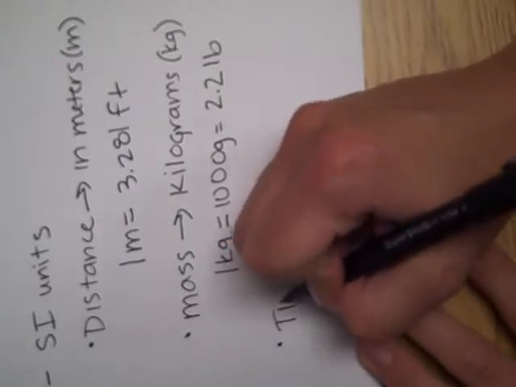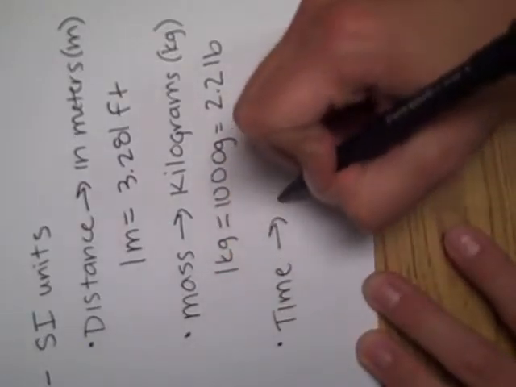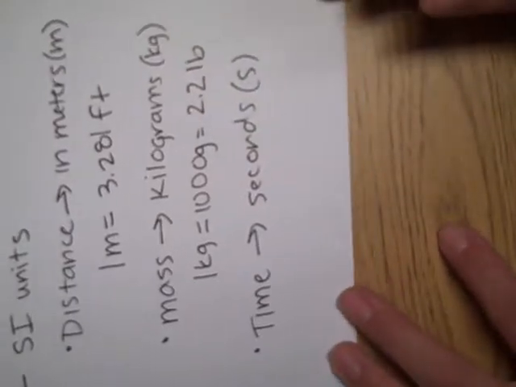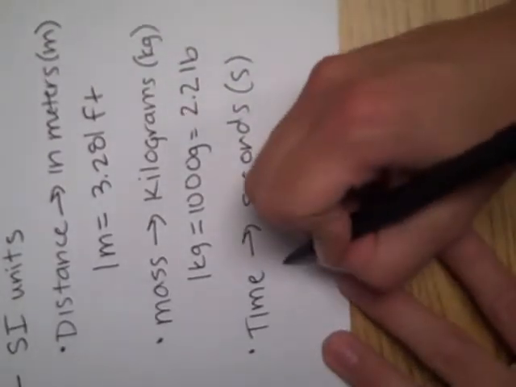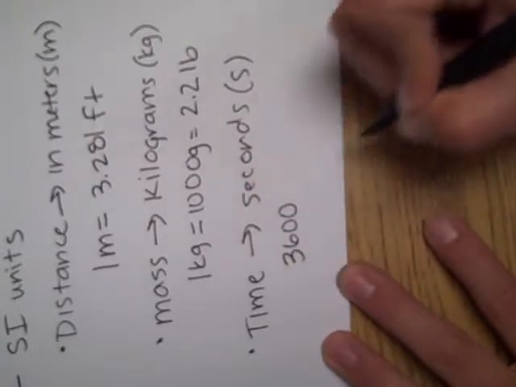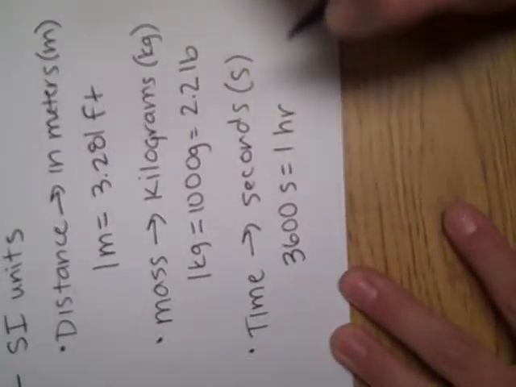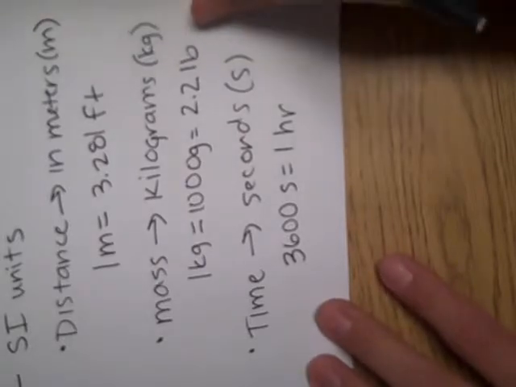And finally, we are going to need the SI unit of time, which we are going to measure in seconds, which is abbreviated with a lowercase s. And you should know this, but since there are 60 seconds in a minute and 60 minutes an hour, there are 3,600 seconds in 1 hour. That will be definitely very useful this semester.